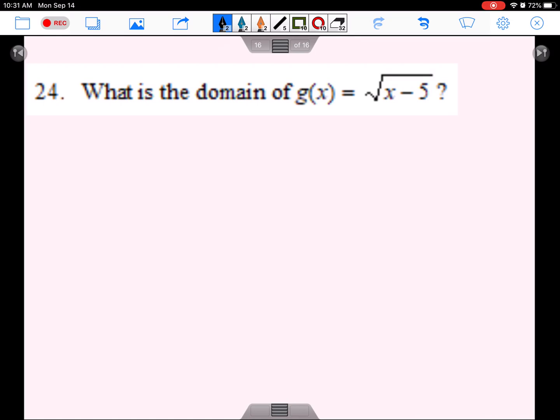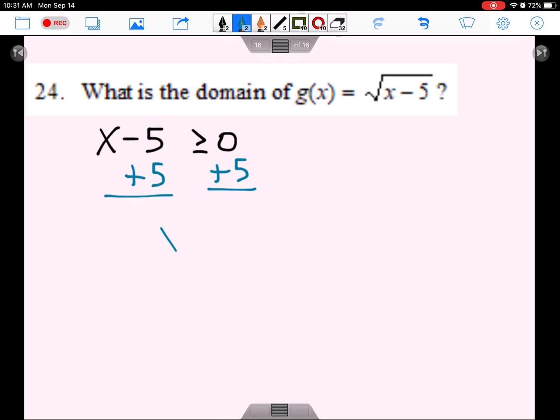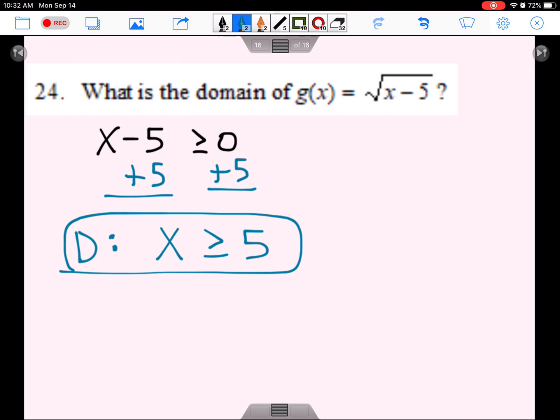28, find the domain of g of x. We can't have the square root of a negative number and get a real number out. So if we set that stuff underneath the radical, it must be greater than or equal to 0. It can be 0. We can take the square root of 0, which is 0. We can't take the square root of a negative number and still be in the real number system. So let's add 5 to each side, and we see that x must be greater than or equal to 5. That is the domain of this function. You could also write it in interval notation, everything to the right of 5.